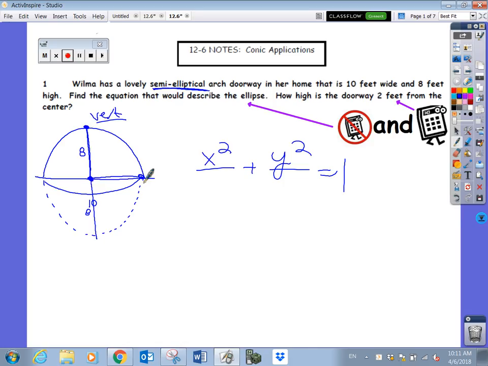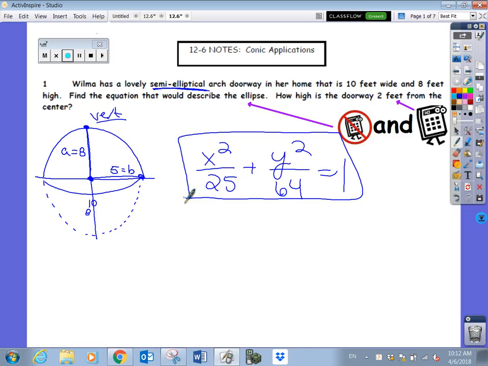Then we also have this distance right here, which is 5. So that's why it's important to know the A, B, and C. A is the distance from the center to the vertex. B is the distance from the center to the co-vertex. And for ellipses, the vertex is always the longer distance from the center. So 8 is going to be our A distance, and 5 is going to be the B distance. So because the up and down is the bigger number, the 8 squared goes under the y, the 5 squared goes under the x. And there's your equation.